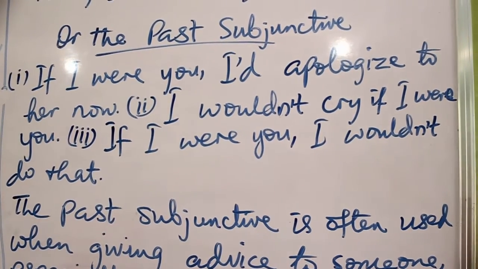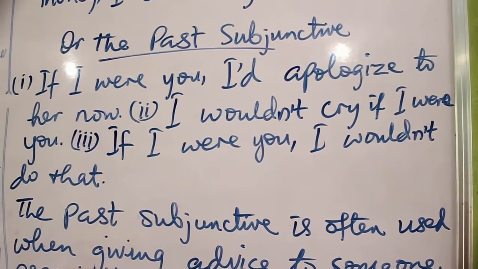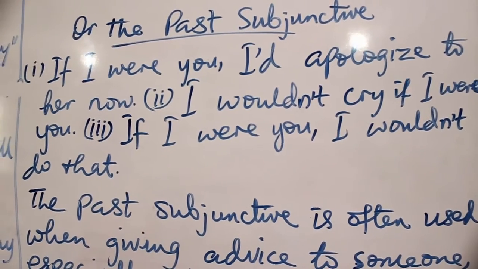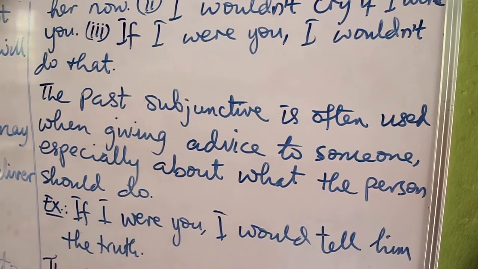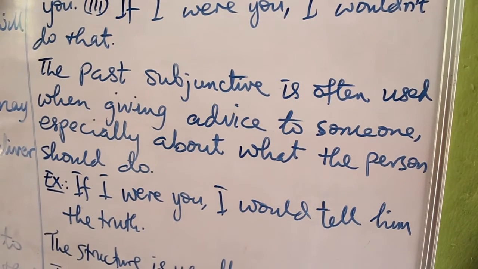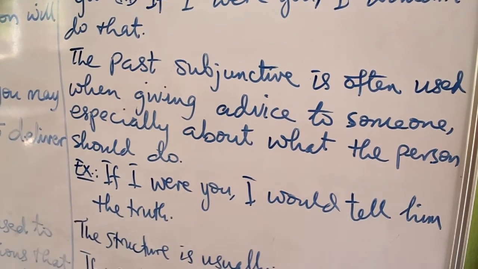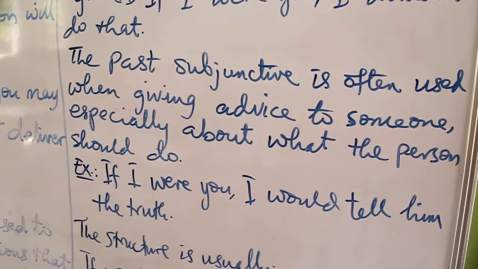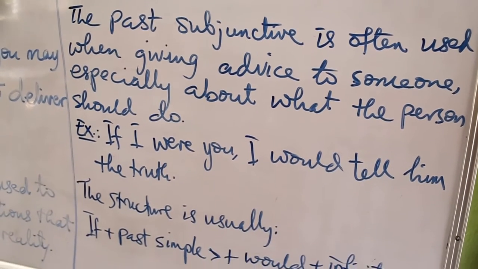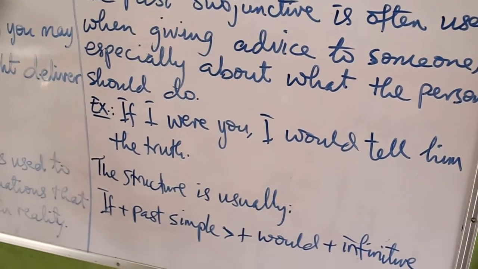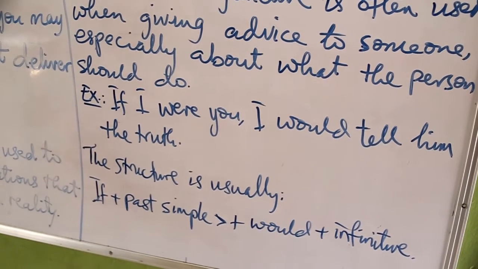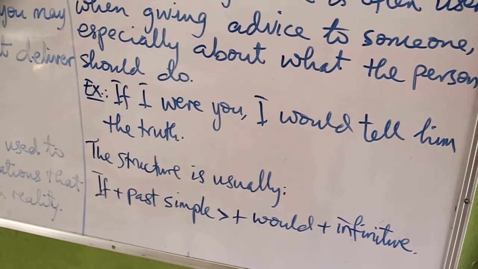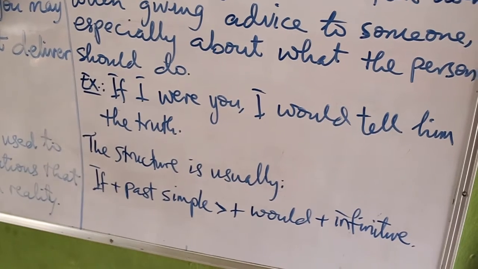The past subjunctive is often used when giving advice to someone, especially about what the person should do. Another example, if I were you, I would tell him the truth. It's advice, especially when you are telling a person what he should do. Now, the structure of type 2 conditional sentences is usually if plus past simple, with would plus infinitive.